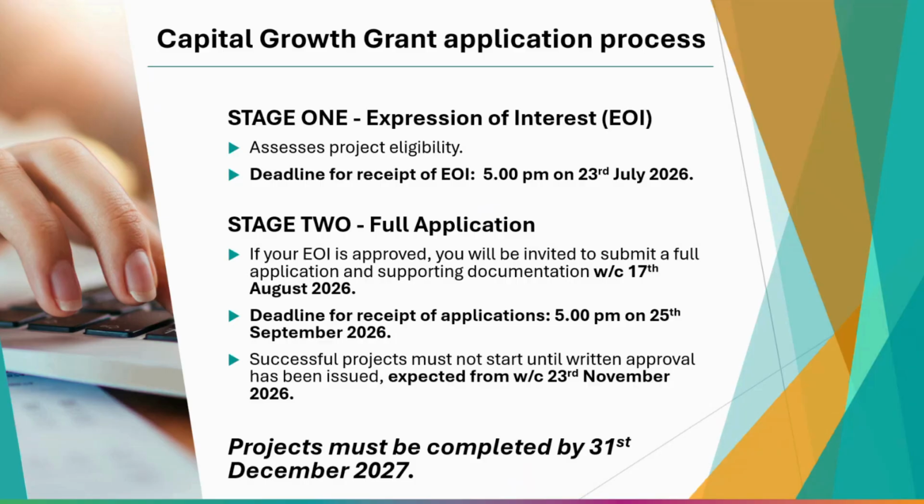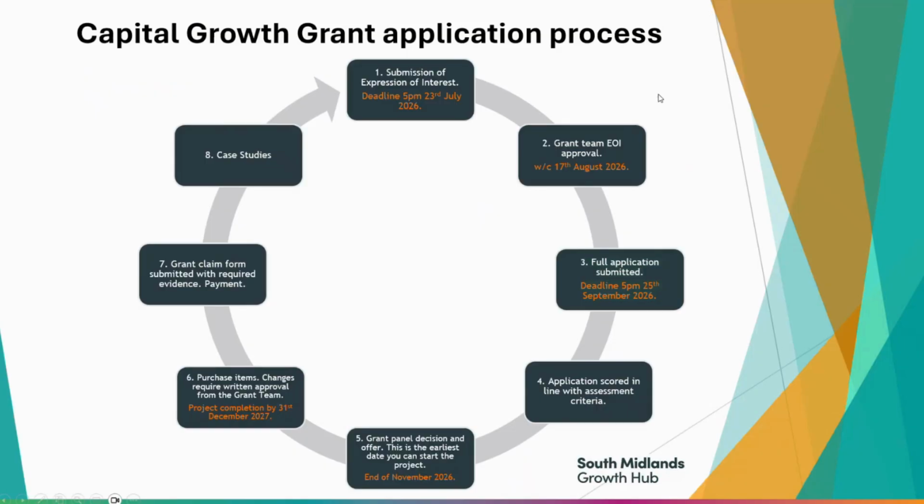And the deadline for those applications is 5 p.m. on the 25th of September 2026. Successful projects cannot start until written approval has been issued, and this is expected on the 23rd of November 2026, the week commencing the 23rd of November. So there is about a 5-month window between the expression of interest opening and the successful companies being made aware that they are successful. So please bear this in mind with regards to the timescale of your specific project. And all projects must be completed by the 31st of December 2027.